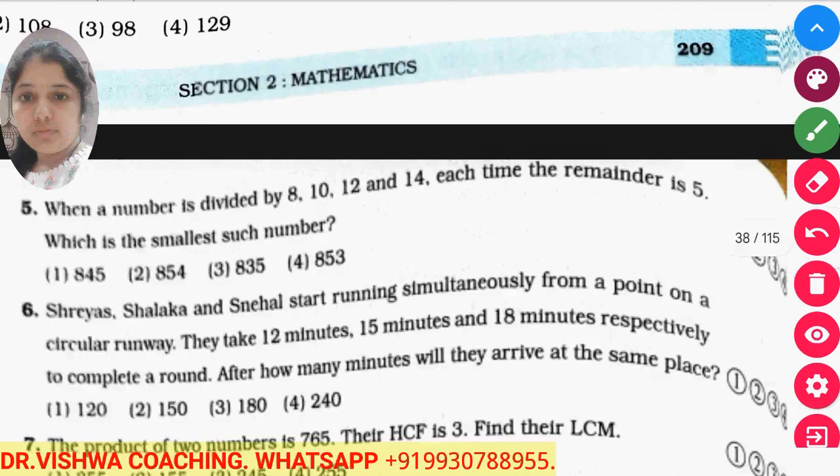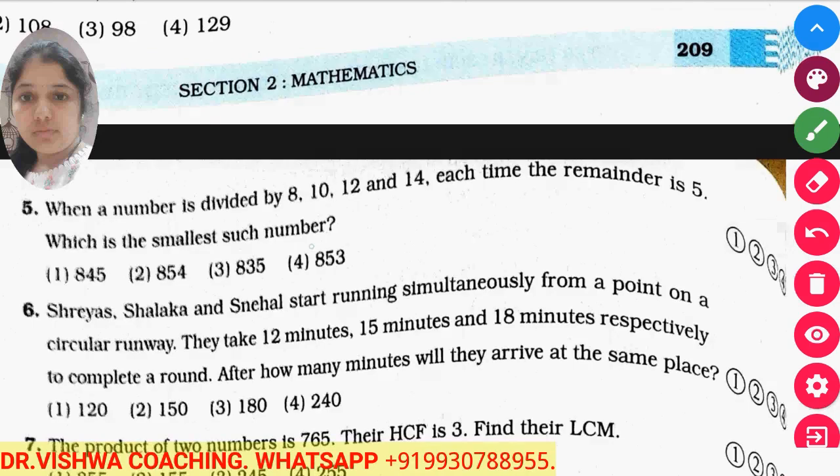Now what number, when divided by 8, 10, 12, 14, each time the remainder is 5? Again, if you look carefully, I had again used here the divisibility test, and by that test I found that 845 is the number which when divided by 8, 10, 12 and 14 we get the remainder as 5, because you just subtract 5 from this 845, you will get the answer as 840.